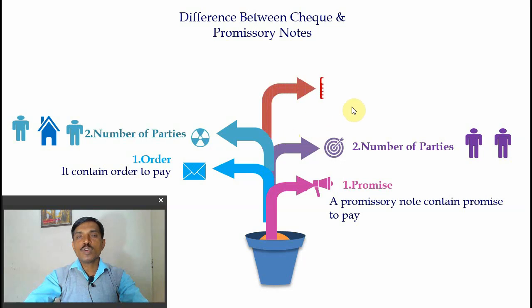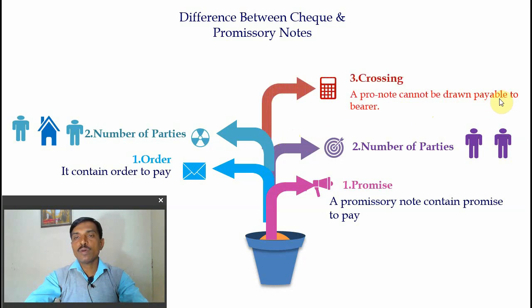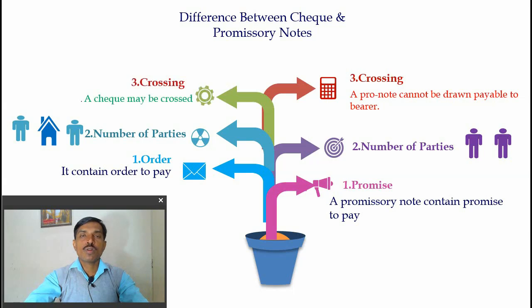About the promissory note, we also look at crossing. A promissory note cannot be drawn payable to the bearer on demand, and crossing is not used. So in the promissory note, we do not use crossing, general or special, but in the case of the check, we use crossing. A check may be crossed, with special crossing or general crossing. On the left side of the check, we draw two parallel lines, and it is an account payee check. So crossing is used in the check, not in the promissory note.